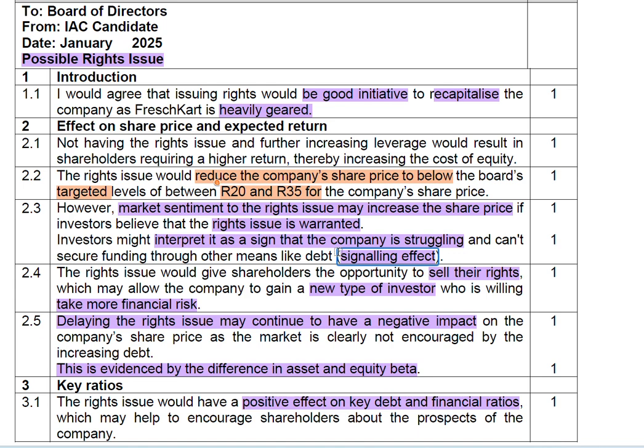Do you see how you write the positive and negative? You then corroborate. What are you saying? You can't just say this will be a signal effect. You're going to have to say why. You can't say this will mean the company will do well. You have to say the shareholders will have positive sentiment with regard to this rights issue, while others will look at it as a signal effect.